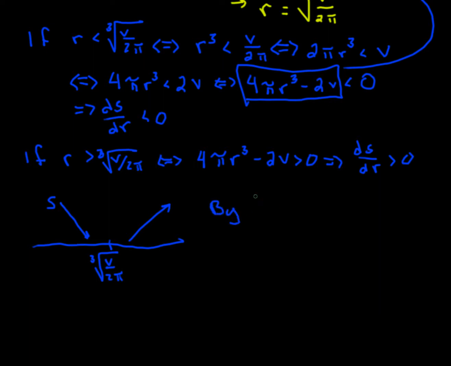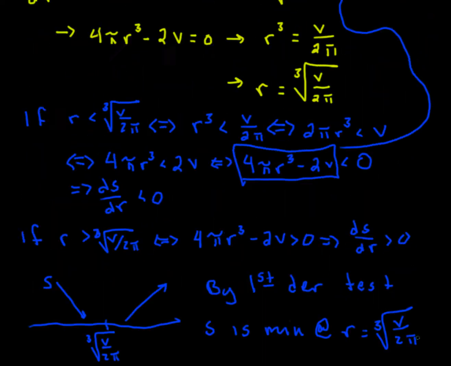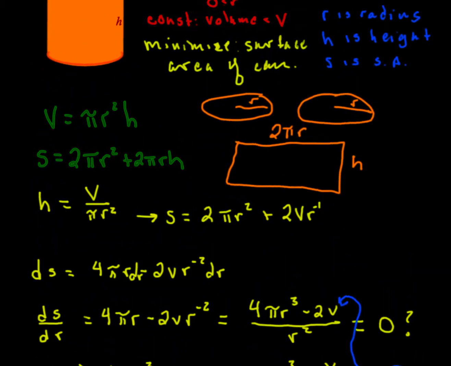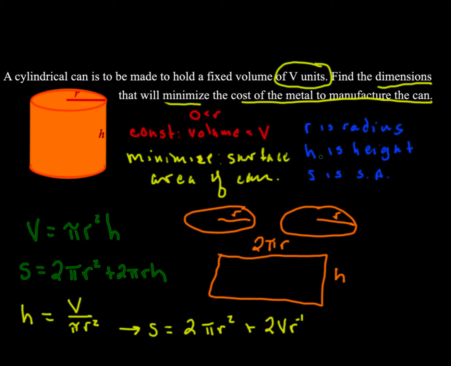By the first derivative test, S is minimized at r equals the cube root of v over 2 pi. All right, we found the minimum value for the radius. Are we done? Well, the problem says let's find the dimensions that will minimize the cost.